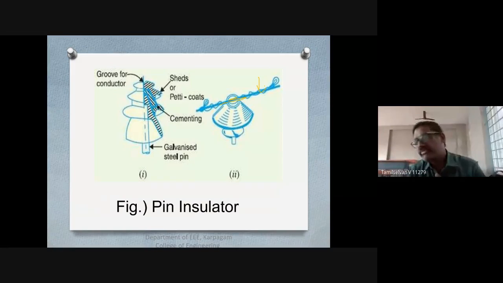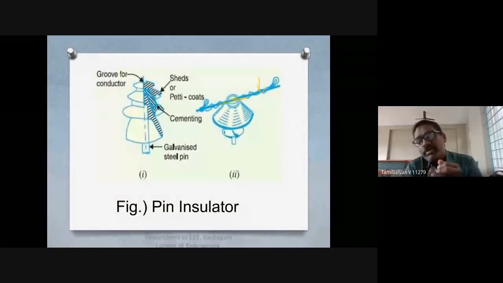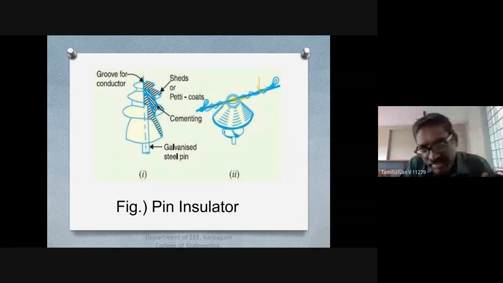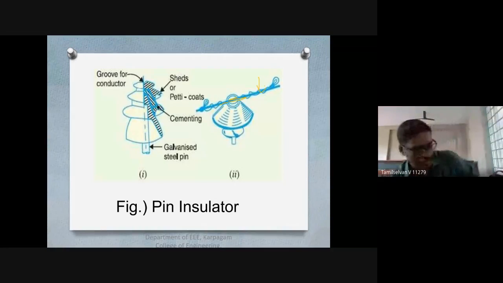So in pin type insulators, we need to know the causes for insulation failure. There you have to know the definitions of flashover, puncture, and safety factor. These three things are very, very important in insulators.